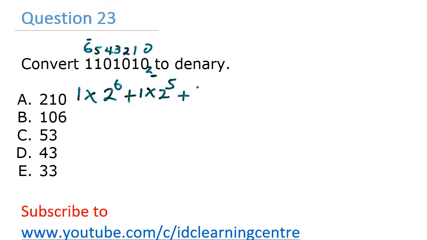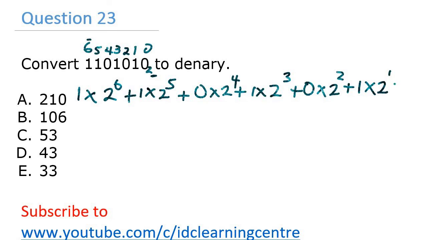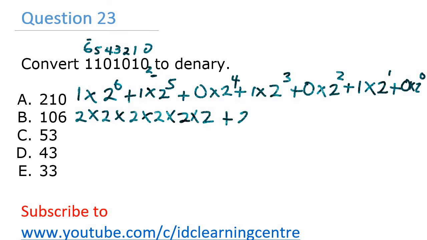the next is 0 and 4, 0 times 2 raised to power 4, the next is 1 and 3, plus 1 times 2 raised to power 3, the next is 0 and 2, 0 times 2 raised to power 2, the next is 1 and 1, 1 times 2 raised to power 1, the next is 0 and 0, 0 times 2 raised to the power of 0. So 2 raised to the power of 6 means 2 times 2 in 6 places, 3, 4, 5, and 6. 2 raised to the power of 5 is the same thing as 2 in 5 places, 1 times 2 times 2 times 2, 3, 4, and 5.